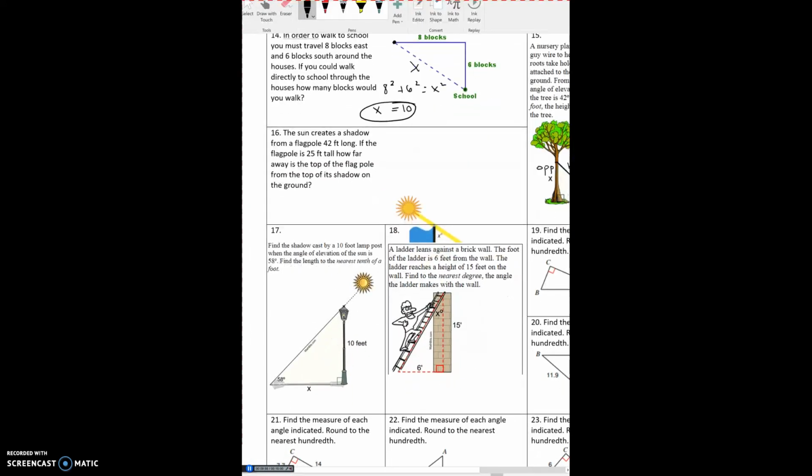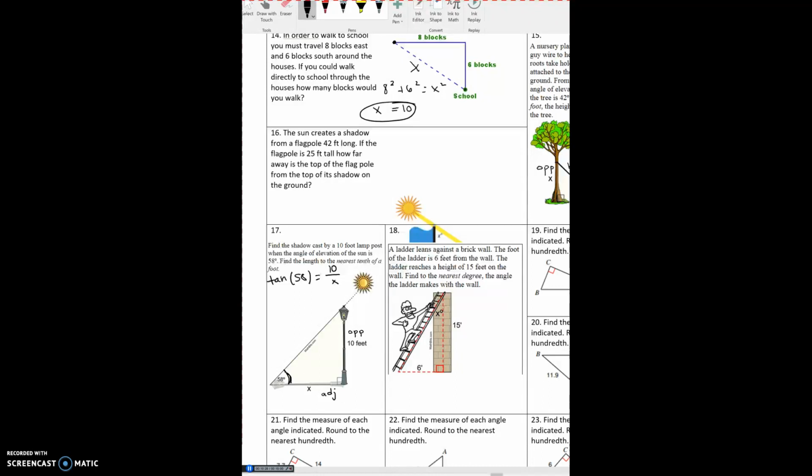Number 17, find the shadow cast by a 10-foot lamppost when the angle of elevation of the sun is 58 degrees. Find the length to the nearest tenth of a foot. This is my angle. We are looking for the adjacent side using the opposite side. Therefore, we're going to use tangent of 58 equals the opposite over the adjacent.